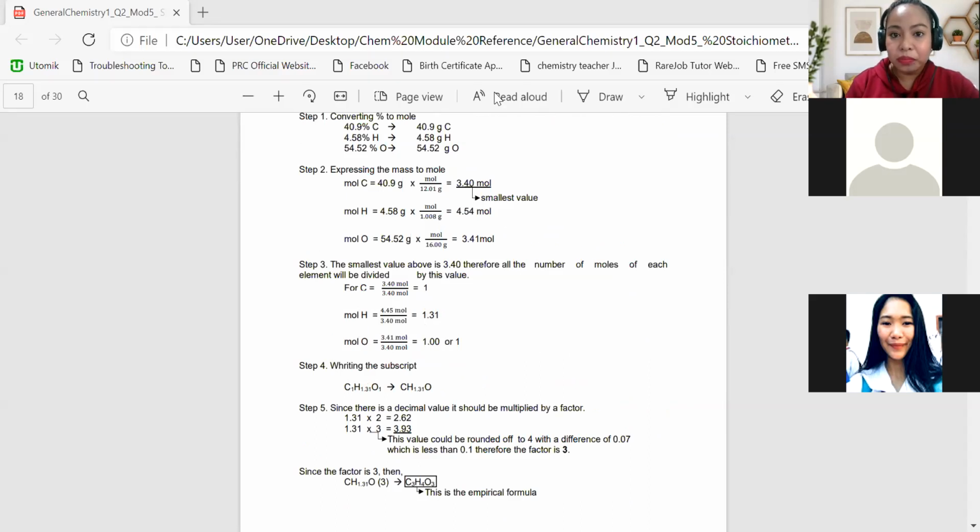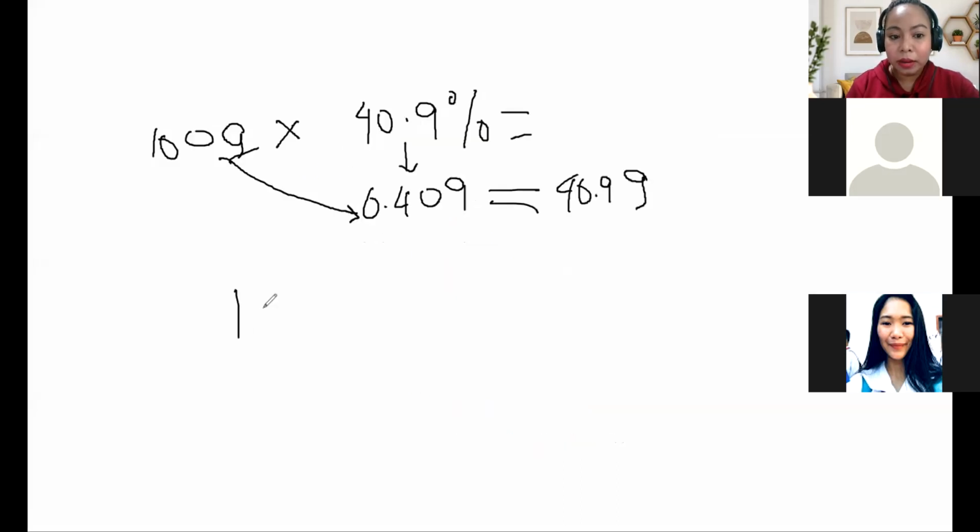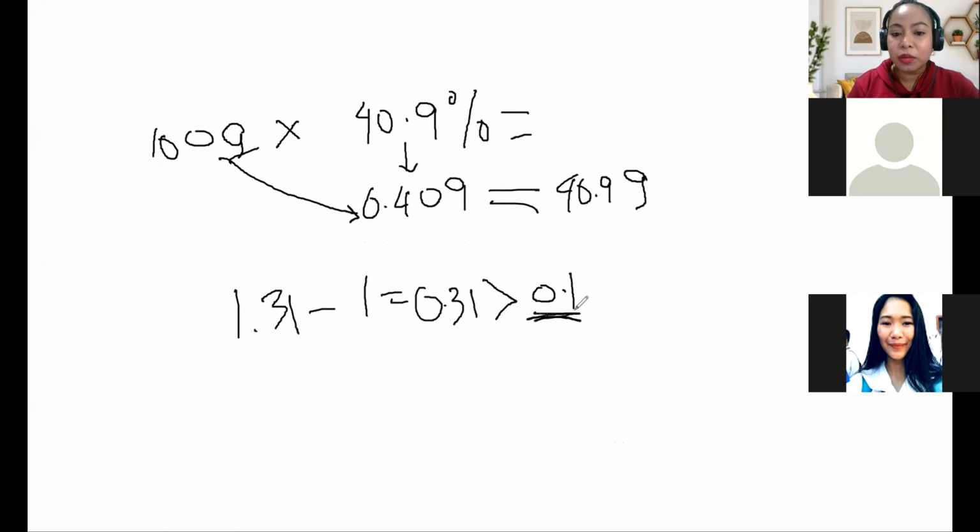1. So if we subtract, 1.31 minus 1, the answer is 0.31, which is greater than 0.1. The allowed difference is only 0.1, so it is too far and cannot be rounded off to 1. You have to write 1.31. Unless the difference does not reach 0.1, then you can write it as the next whole number.